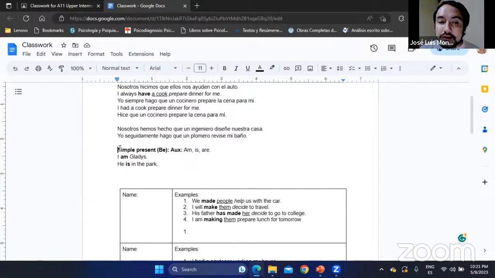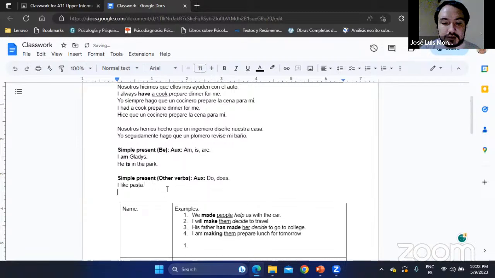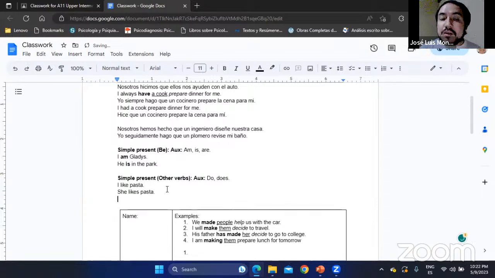So similar to this one, Gladys, we have the simple present of other verbs. If you don't see the verb to be, you have to use auxiliaries. Here the auxiliaries are do and does. It depends on your subject. So for example, if you have I like pasta, or she likes pasta, what is the auxiliary in the first case? Here, the auxiliary is do, but it's not written. And here the auxiliary is does, because it's third person.